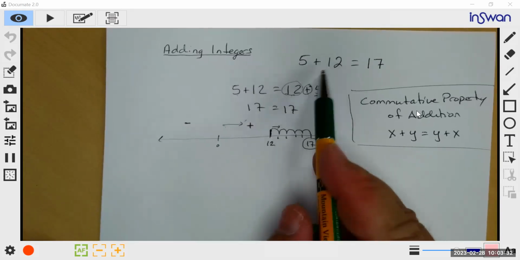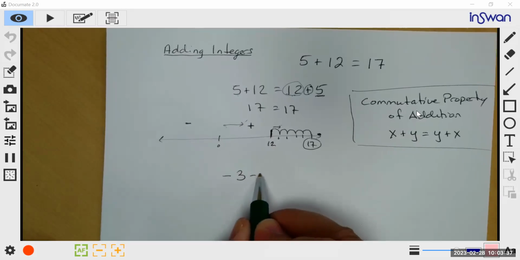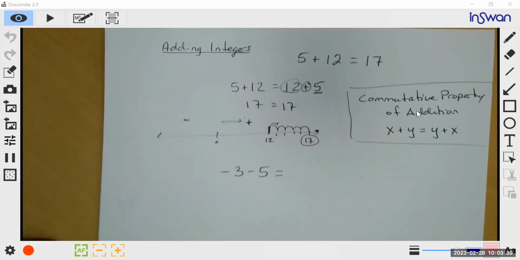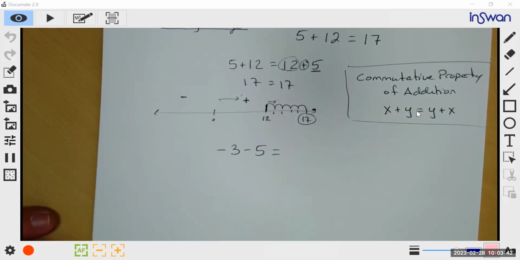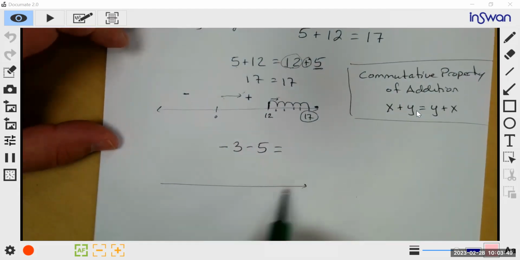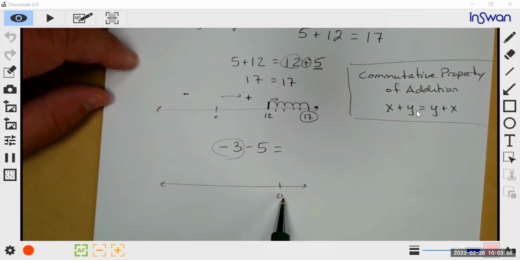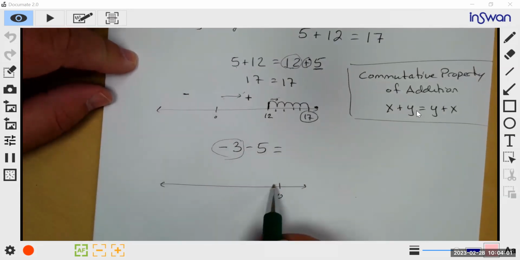So everybody okay with addition of positive numbers? What's that going to give you? -3 minus 5. Let's look at number 9 again. Here's 0. This first one, where is -3 with respect to 0? To the left, because negative numbers are to the left. So we go left, how many spaces? 1, 2, 3. So -3 is here.